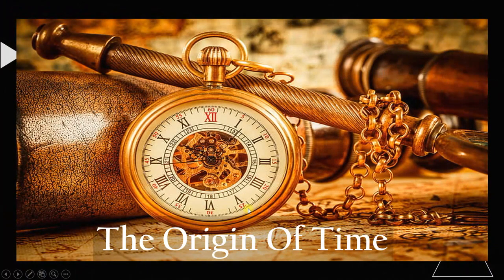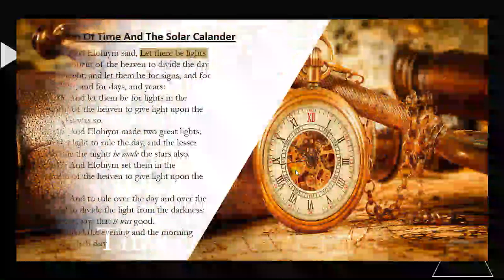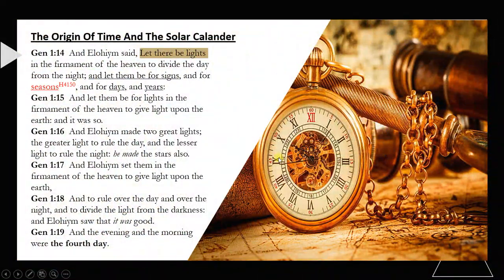Okay, so we're going to begin with the origin of time. This is not something I thought about much before putting this lesson together. It's about when did time begin? Do you know that we can find this written in the book of Genesis? Let's begin there. Genesis chapter 1, verse 14.